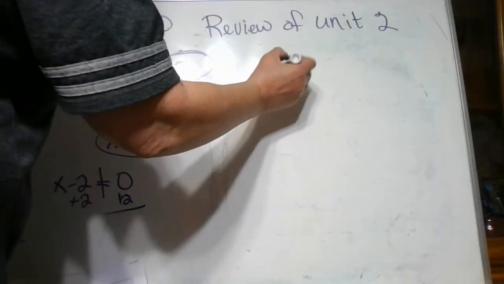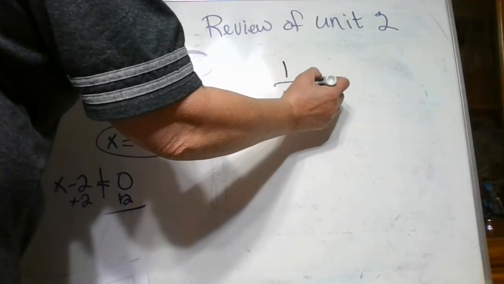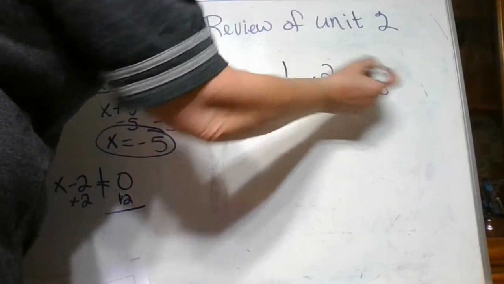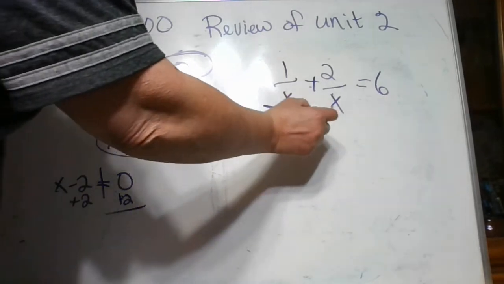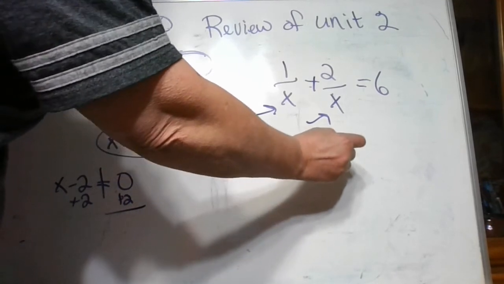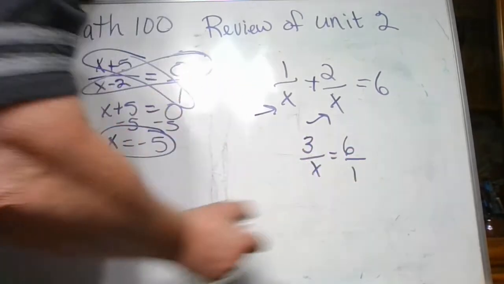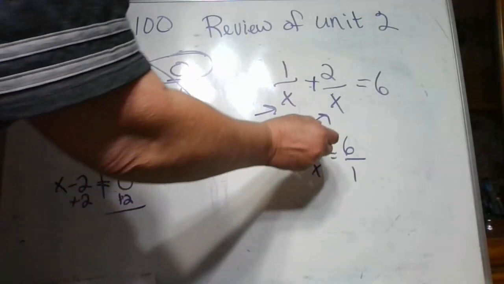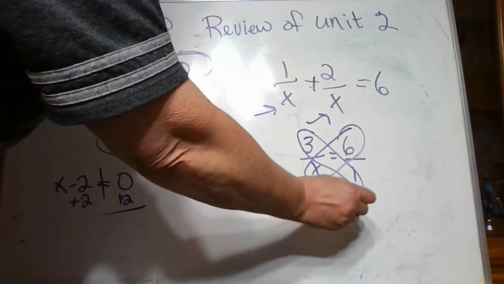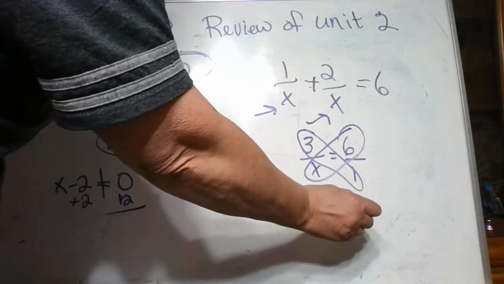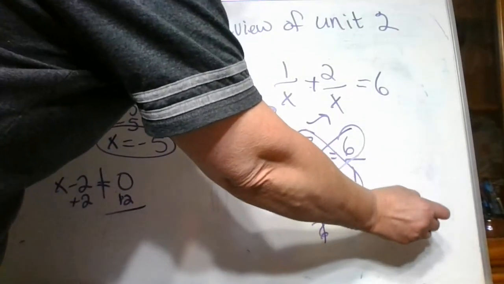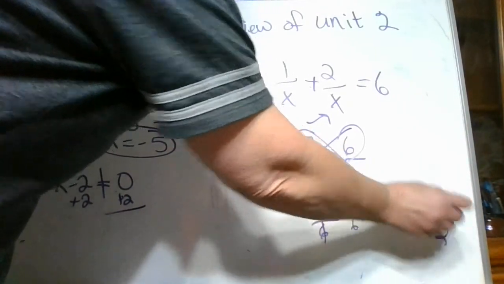The next example is going to be 1 over x plus 2 over x equals 6. Now notice the denominators are the same here, so I can just add my numerators and get 3 over x is equal to 6. And remember, I can put a 1 under there to make it into a fraction. So cross multiply, so I have 6x is equal to 3, divide by 6, divide by 6, and x is equal to 3 over 6, which you simplify to 1 over 2.